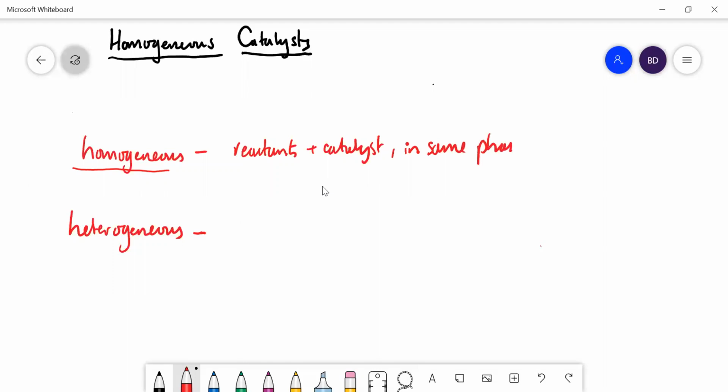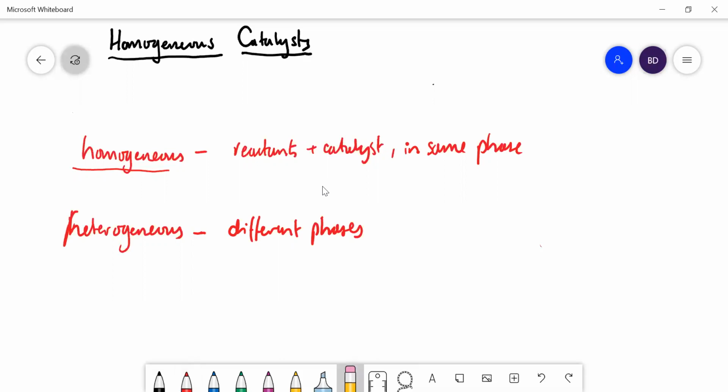Usually they are in aqueous solution. So you've got the catalyst in aqueous solution and the reactants in aqueous solution. Heterogeneous is when they're in different phases, and we're not going to talk about them in this video. That's usually the case when the catalyst is a solid with a large surface area, and the reactants are gases, and the products usually are gases as well. So we're going to talk about homogeneous in this video.